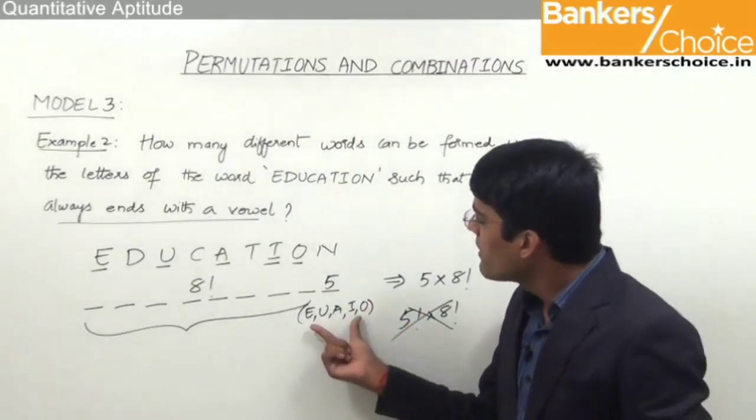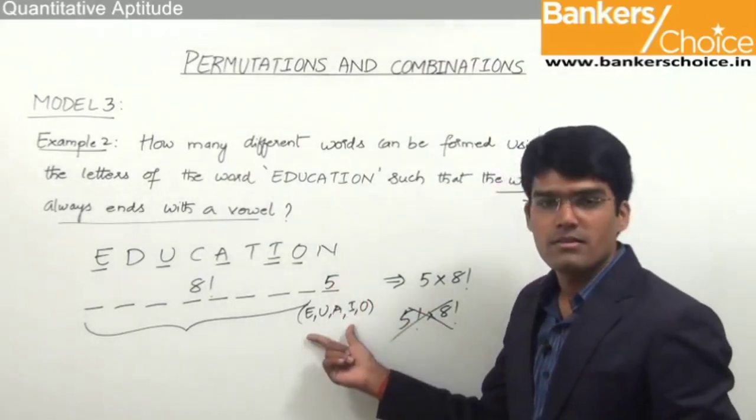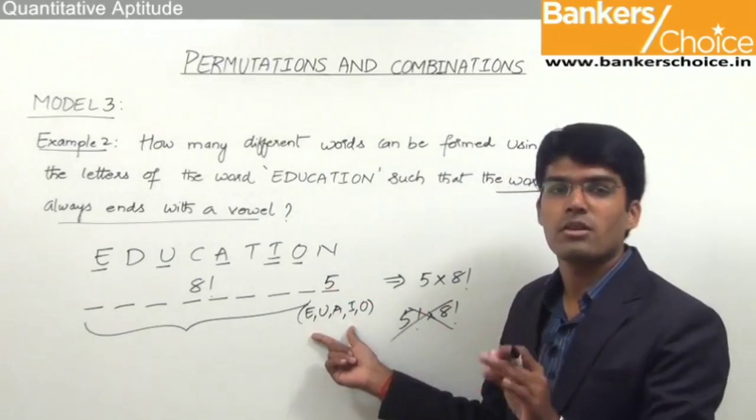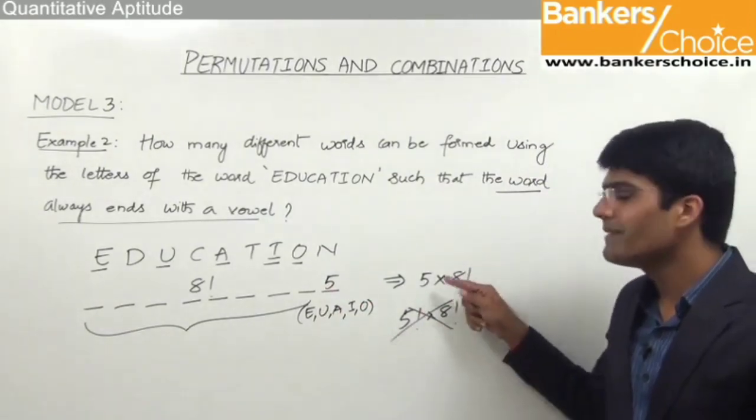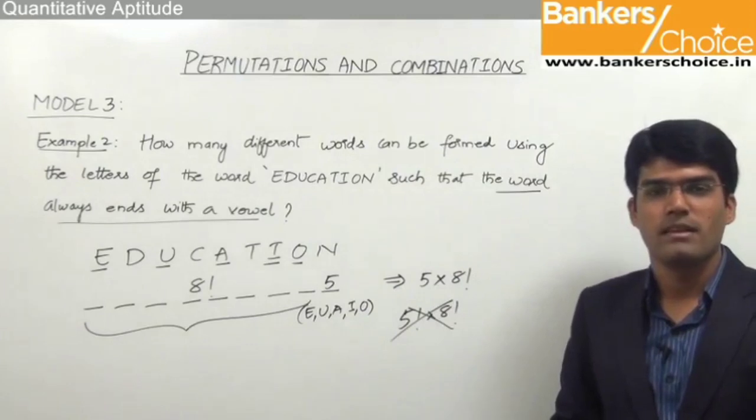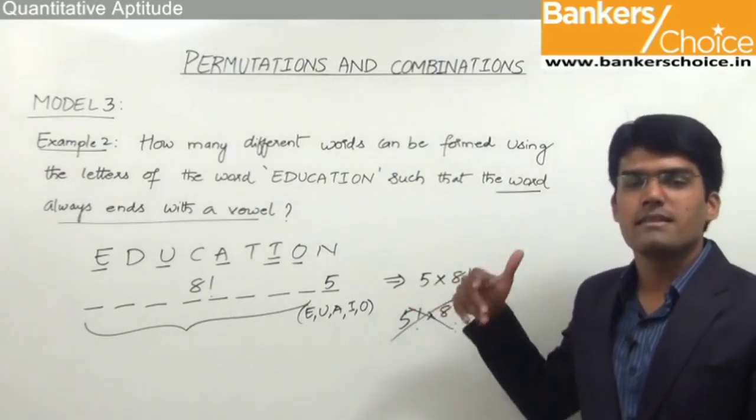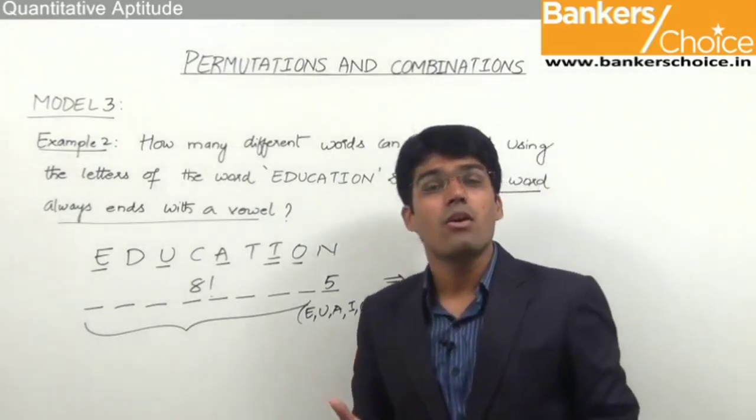Here we have only 1 position for 5 objects. So that is the reason we take it as 5 but not 5 factorial. So don't take it as 5 factorial into 8 factorial. It should be 5 into 8 factorial. And like for letters, the similar condition can be asked for digits or for persons.